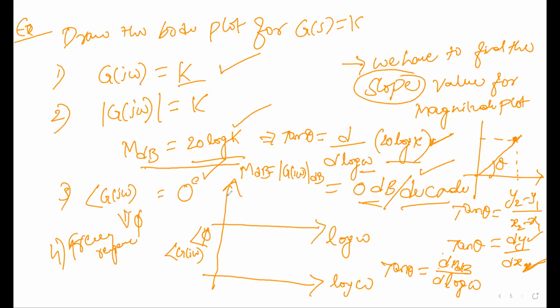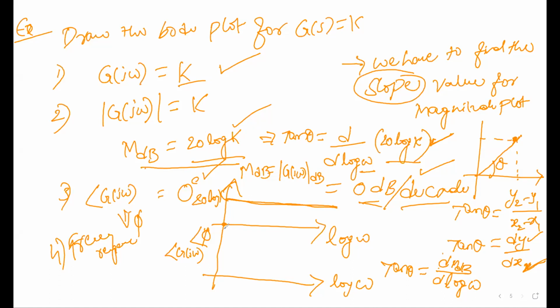0 dB per decade. So nothing but we are getting a straight line parallel to the x-axis. There's no need to draw the arrow here. Log k. Why is it a straight line? We don't have the frequency term. It is the x-axis, right?